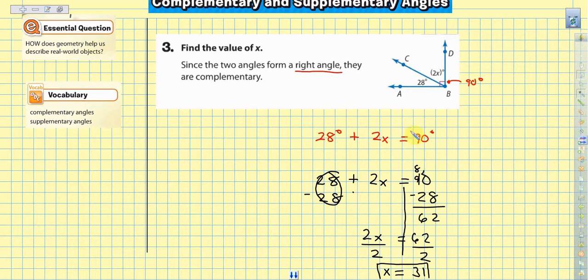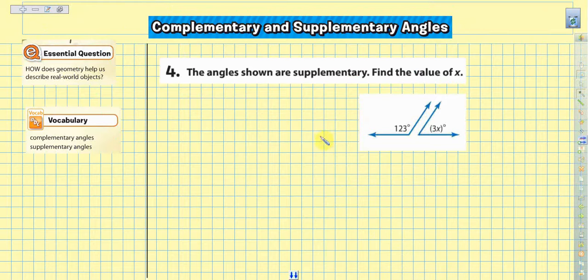Why do I know that? Well, I know that these two angles added up equals 90 degrees. Take those two angles, and I can solve for x because I have an equation, and just use your subtraction, use your division, and you have x. Same idea.